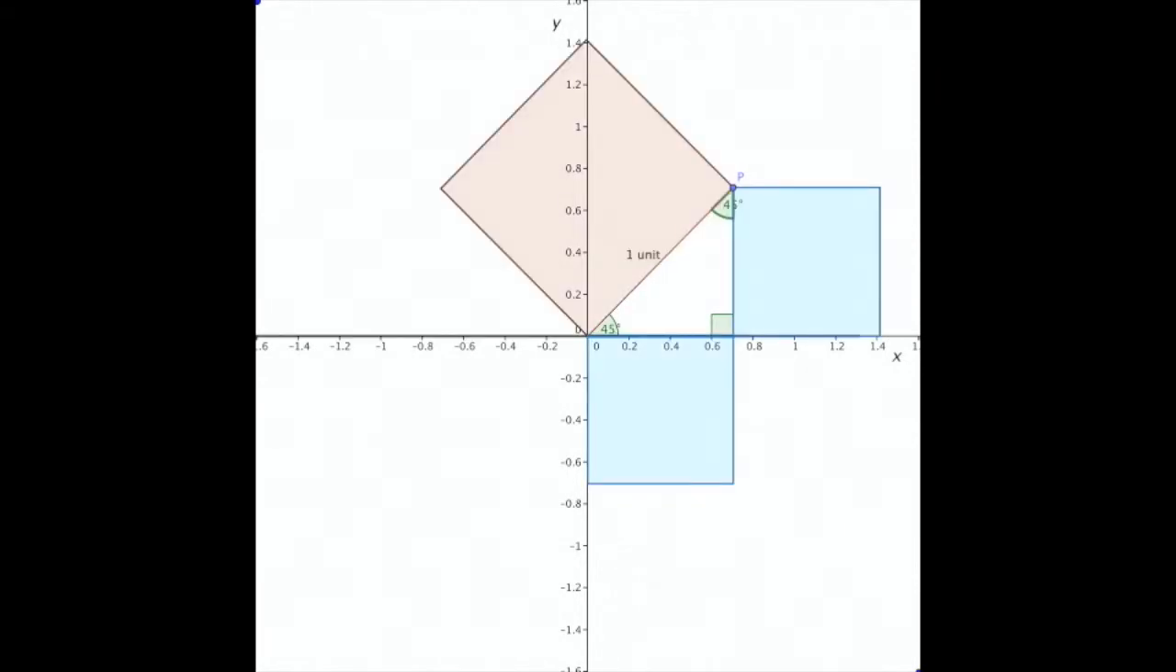Pythagoras' theorem is all about the squares drawn on the sides of a right triangle. It says that the area of the two smaller squares added together is the same as the area of the largest square. So what's the area of the largest square? Well, its side is 1 unit. So its area is 1 multiplied by 1, which is 1 square unit. This area is the same as the area of the two smaller squares added together. And the two smaller squares are the same as one another.